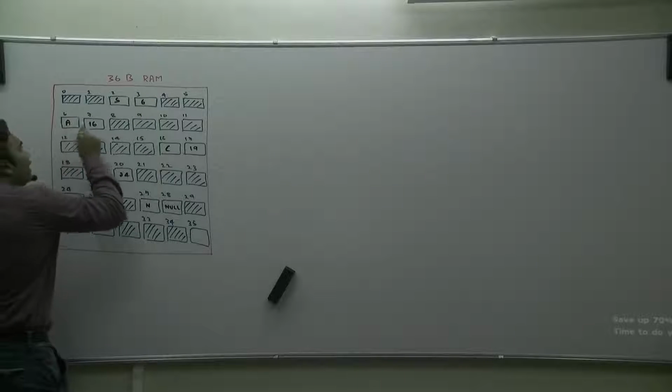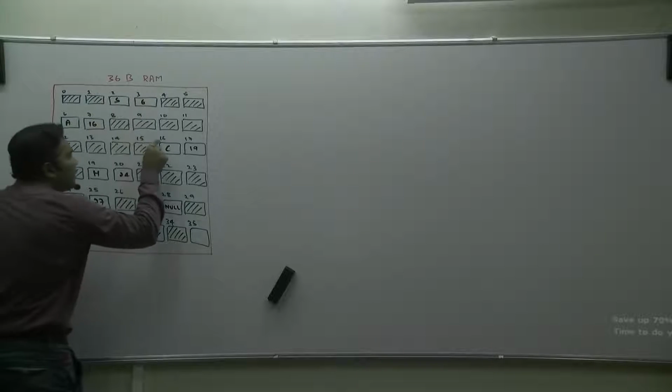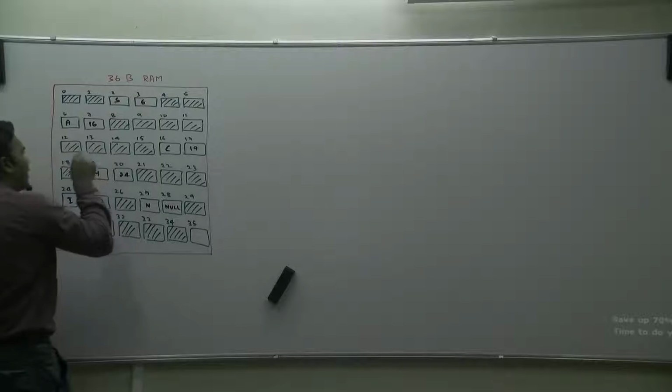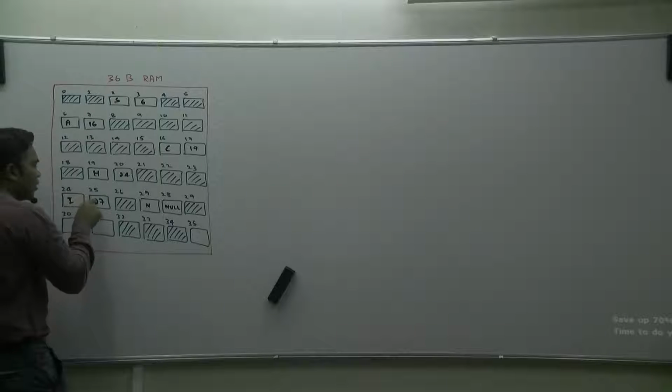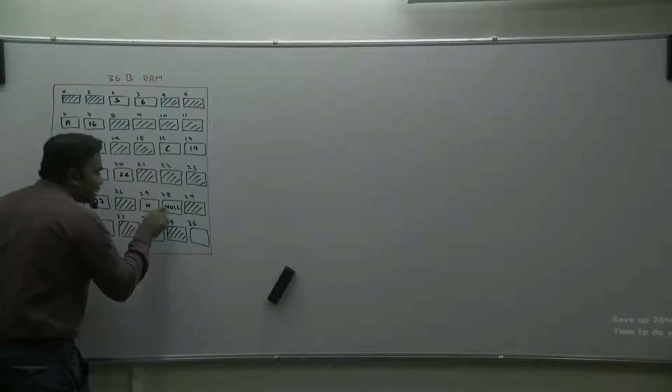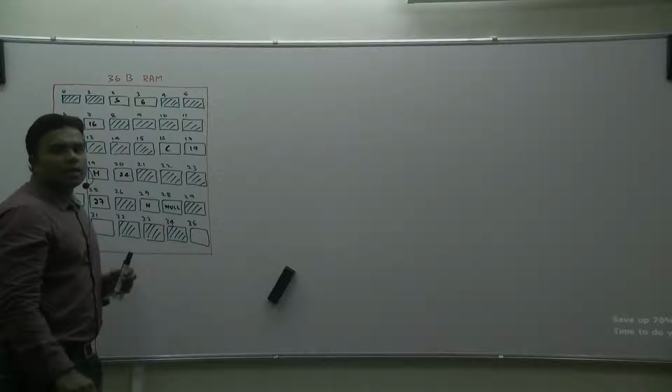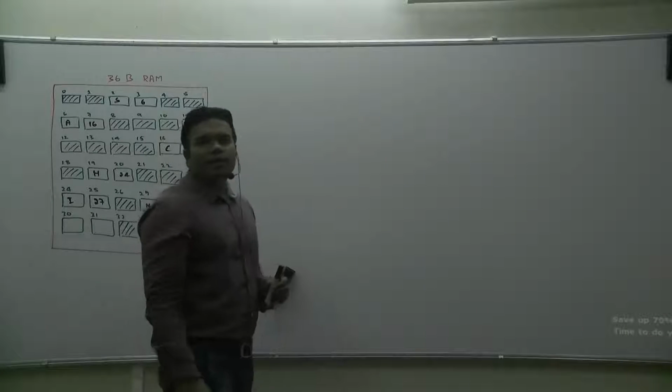It will print A. Next it will go to 16. It will print C. Next it will go to 19. It will print H. Next it will go to 24. And it will print I. Next it will go to 27 and print N. Next null it is, so it will stop. In other words, Sachin gets printed.